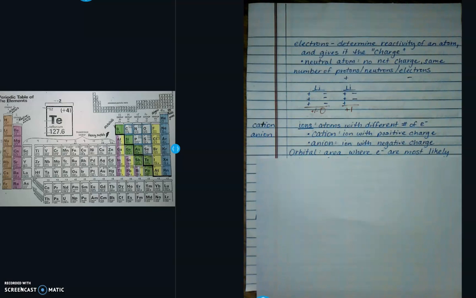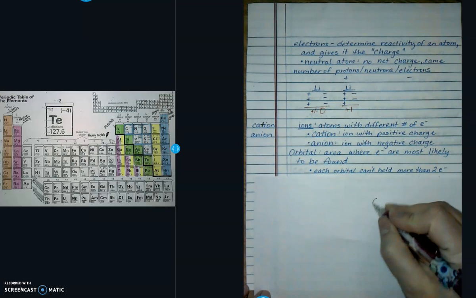Remember, neutrons have no charge, so they don't contribute to the reactivity. However, if we have a lithium ion that's missing an electron, it now has a +1 charge. The differences in those are called ions. A cation is when an atom is positive. It has a positive charge because it has lost an electron. Anions have negative charges because they have somehow gained another electron.